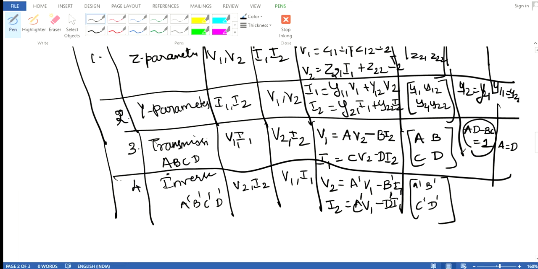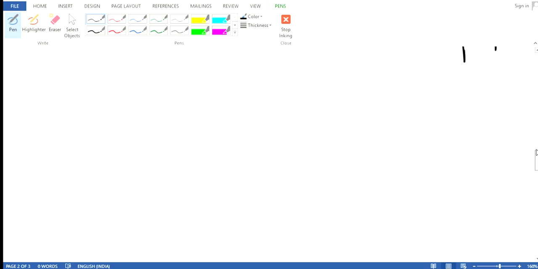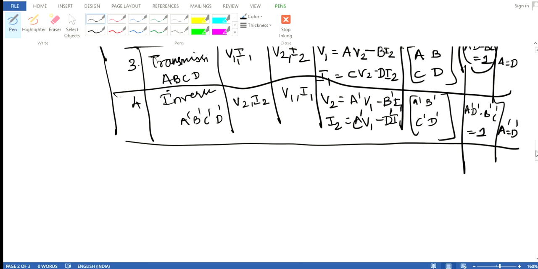Very good. Okay. And here AD minus BC is equal to 1, so what is the reciprocity theorem for the inverse? Yeah, very good. A dash D dash minus B dash C dash will be equal to 1. The same letters with the apostrophe, and the symmetry will be A dash equal to D dash. This is the fourth one. So only two more concepts will be there. What are the two? One will be the hybrid, and the second, the last one, will be the other. Okay, continue. The fifth one.